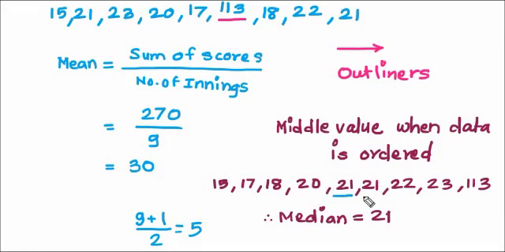So the key point to remember is median is middle value when data is ordered. And how to find middle value? We first find the middle position by adding 1 to number of data values and then divided by 2. We get the middle position and then we count it and we find the middle value. Let's do one example to firm up our understanding of median.